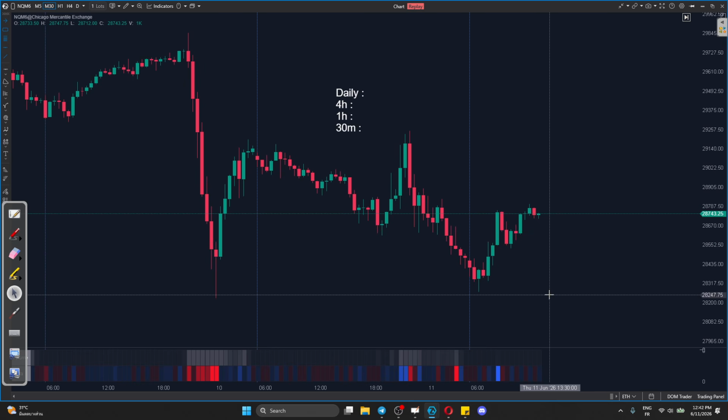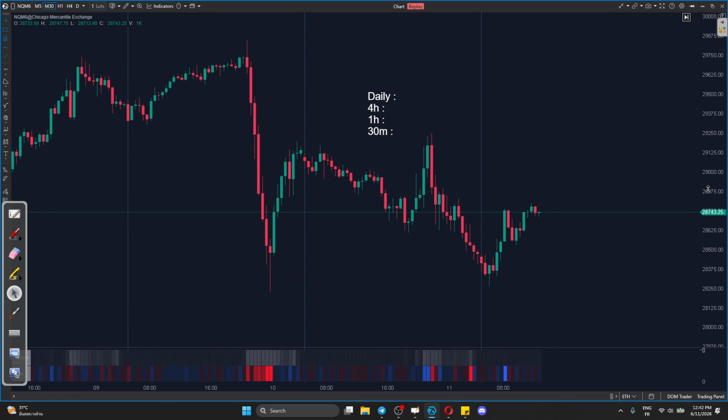If you get the bias wrong, you might be taking all of these A+ setups, but you have the wrong bias, so the A+ setups are not going to work that well, okay? So we're going straight into it.